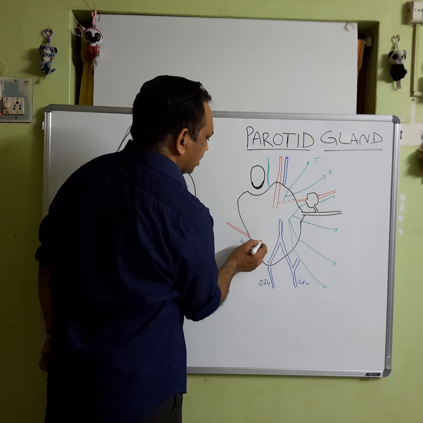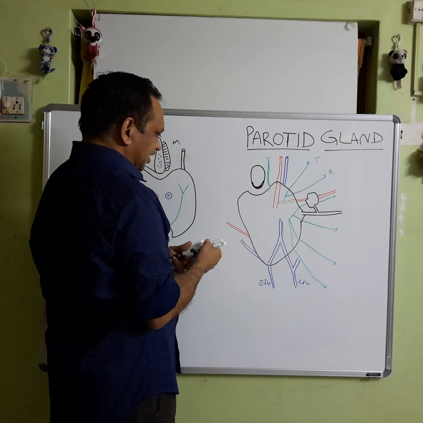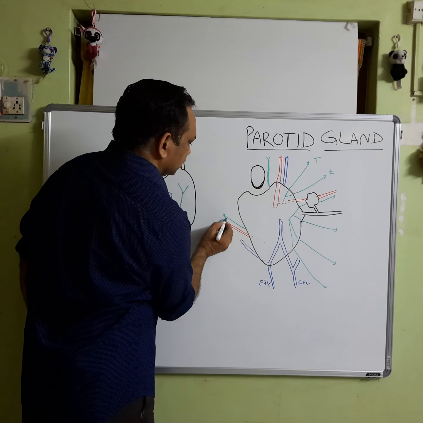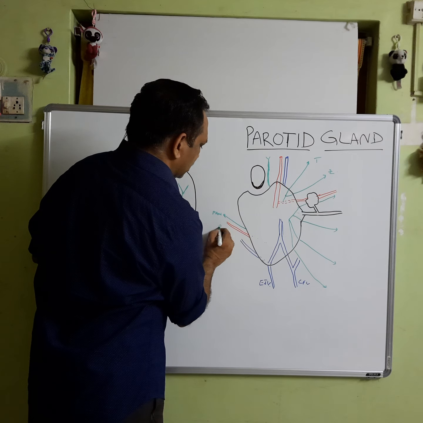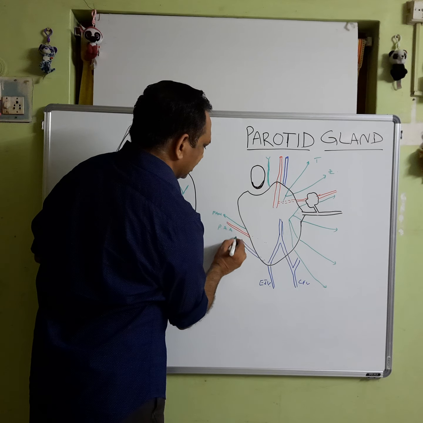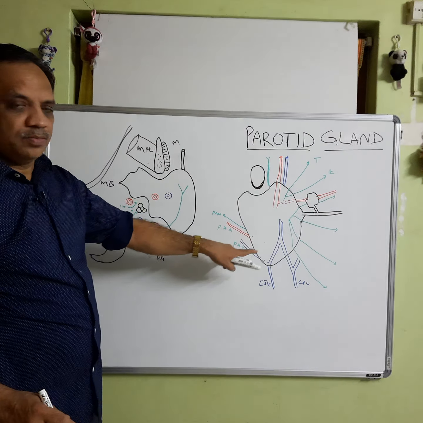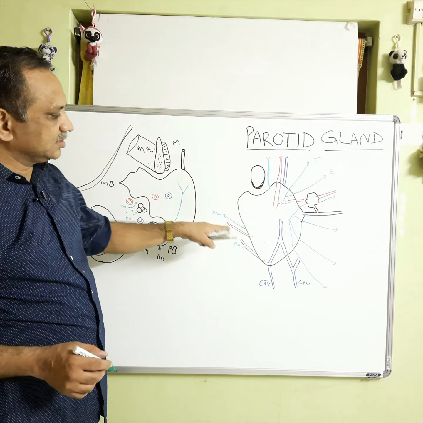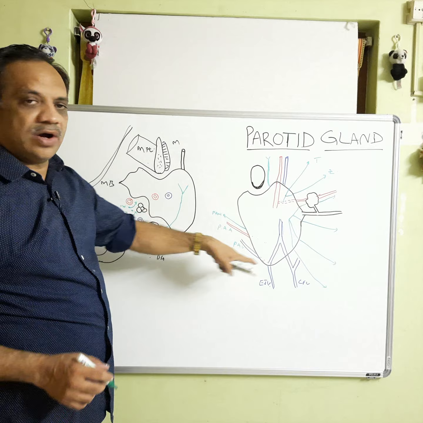So here it is formed within the gland. Then we have another nerve of the facial nerve, that is the posterior auricular nerve. So posterior auricular nerve and posterior auricular artery, posterior auricular vein. These are related to the posterior border of this gland. So these are the structures which are emerging out through the borders.